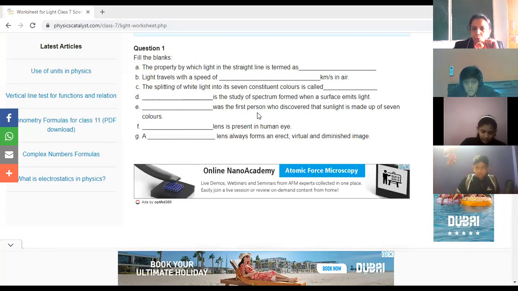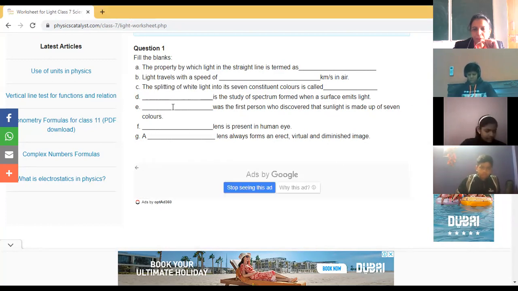Rainbow is formed, we know that. But this is not in your syllabus, what that study is known as. Next: dash was the first person to discover that sunlight is made up of 7 colors. It's given in your book. What was the name of the scientist? He has given the name Newton disk after his name. What was his name?